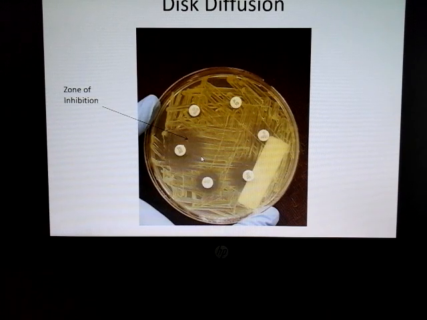There's a really good little virtual lab that I uploaded for you guys. Just click on the link and you can practice. It's got the zones of inhibition chart for you. You measure it with the little ruler. Click on whether you think it's intermediate, resistant, or susceptible, and it'll tell you if you're right or wrong.